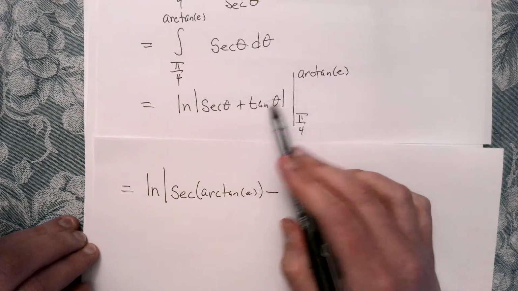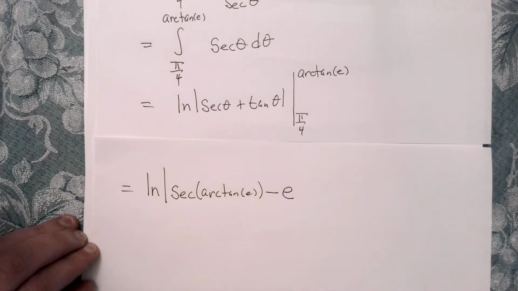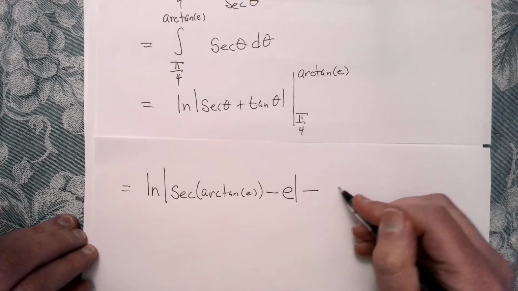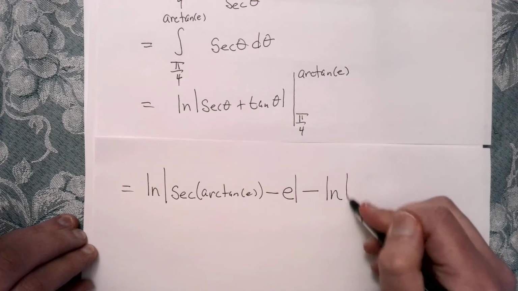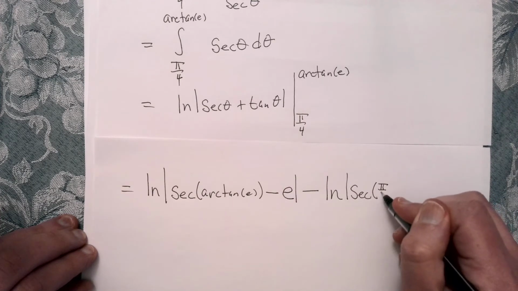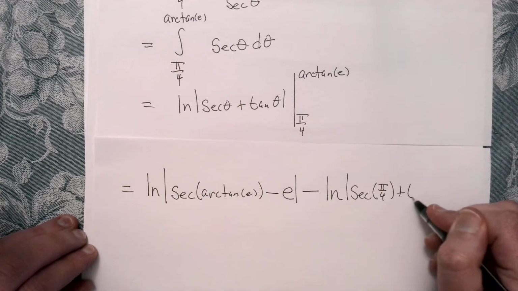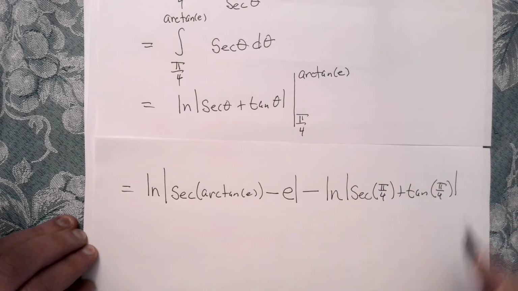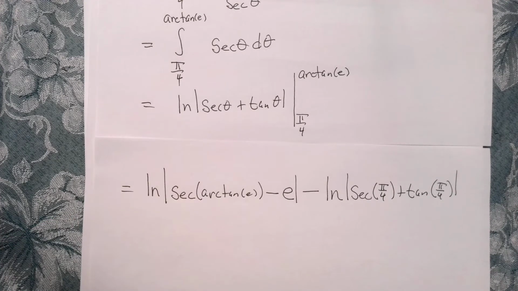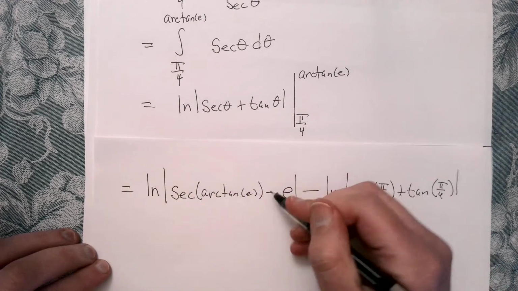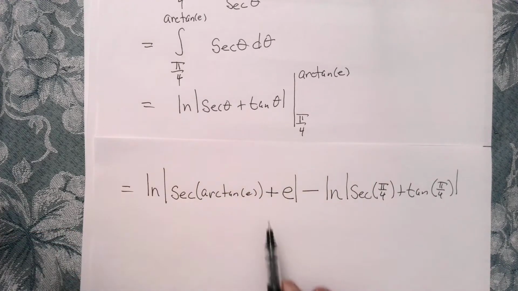Tangent and arctan are inverse functions, so that will give me an e. So that seems nice. And then, of course, minus by the fundamental theorem, we've got the natural log of secant of pi over 4, but that's a classic value, plus the tangent of pi over 4, another classic value. Oh, this should be a plus, it looks like, right? Because we've got secant of theta plus tangent of theta. So that's a plus. That's nice and fixed there. I bet you noticed that.